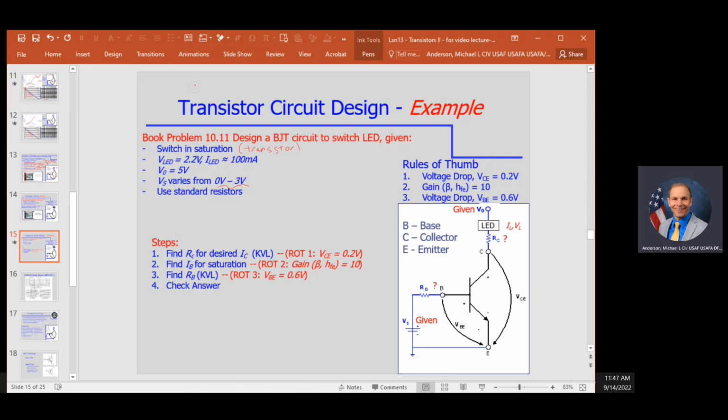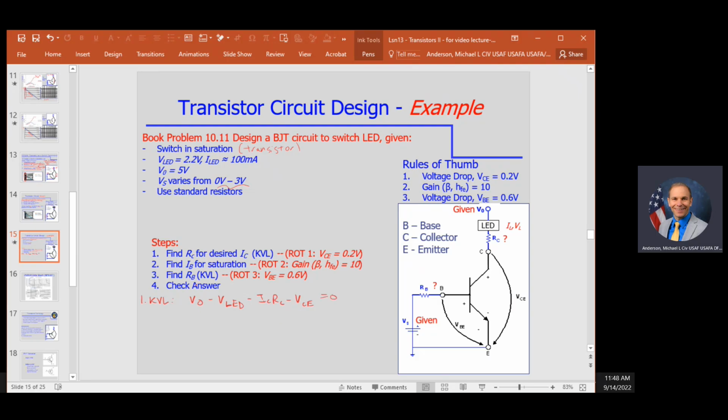Okay, so let's work through this. The first step, number one, we need to use KVL in the collector circuit. So let's see, we have V naught. Let's write it out like this: V naught minus VLED minus, then we go through the resistor, so that's IC RC. Then we go through the transistor, so minus VCE equals 0.